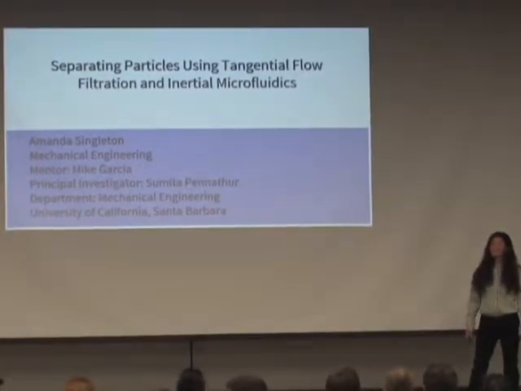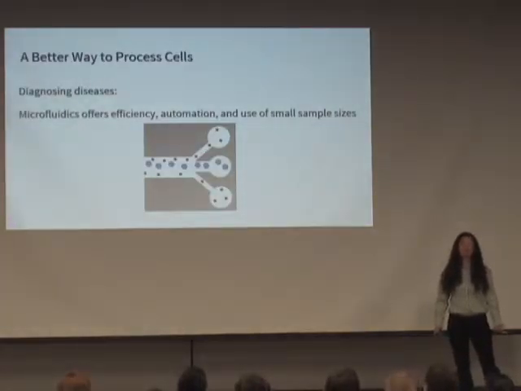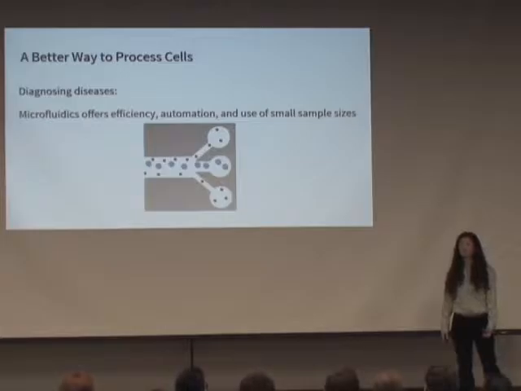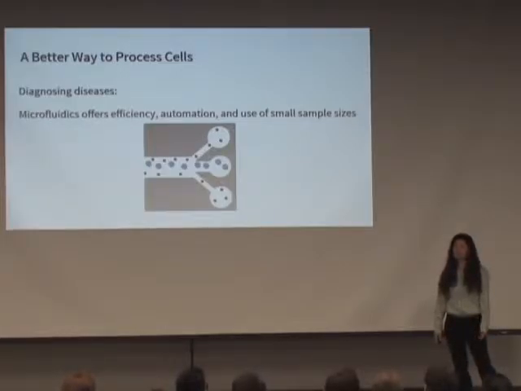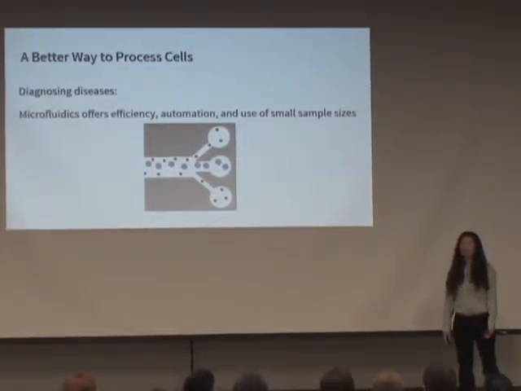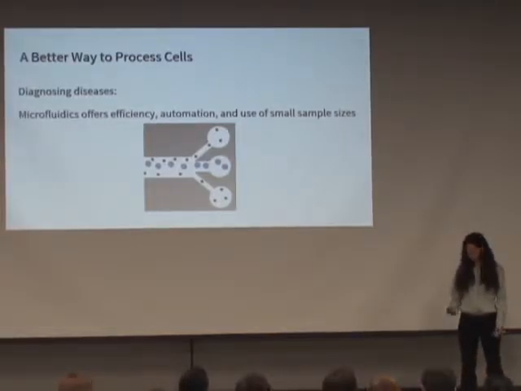This summer I've been working with Mike Garcia in Sumita Penniker's lab, separating particles using tangential flow filtration and inertial microfluidics. In the medical field, it is often very important to be able to separate cells. For example, counting white blood cells is important in diagnosing diseases. Microfluidics offers a way to count cells that is efficient, automatic, and uses a smaller sample size than other methods because of its micro nature. So how does microfluidics accomplish this?